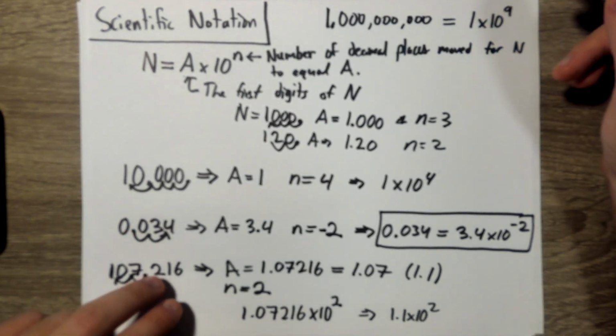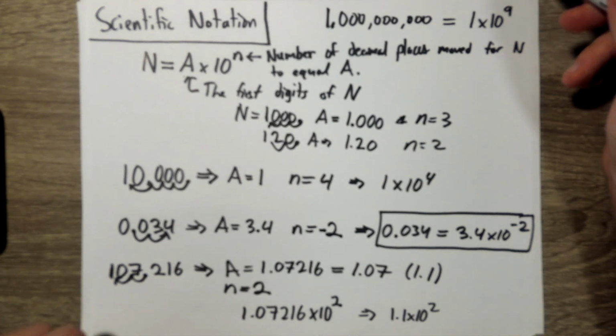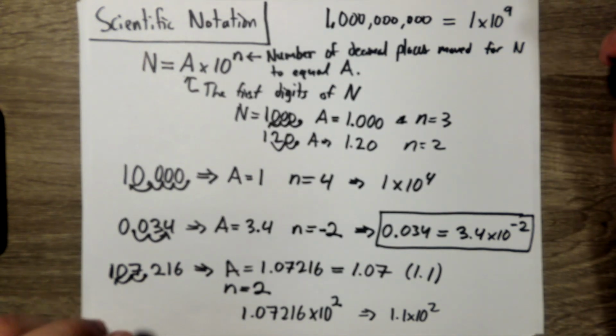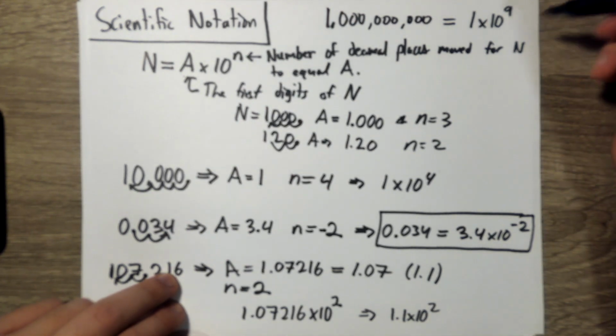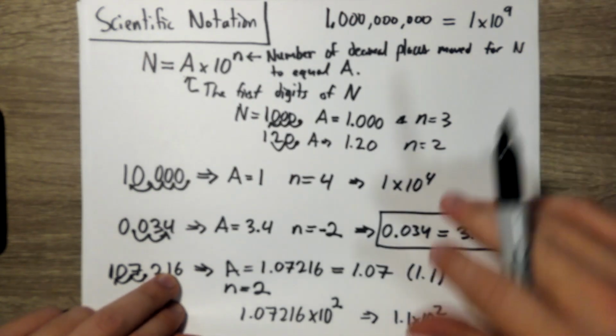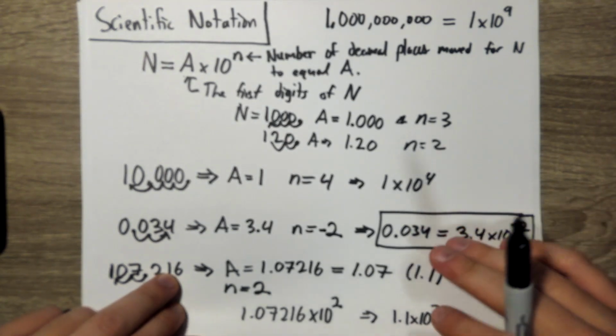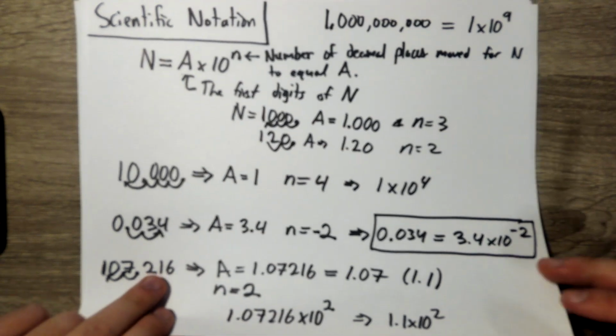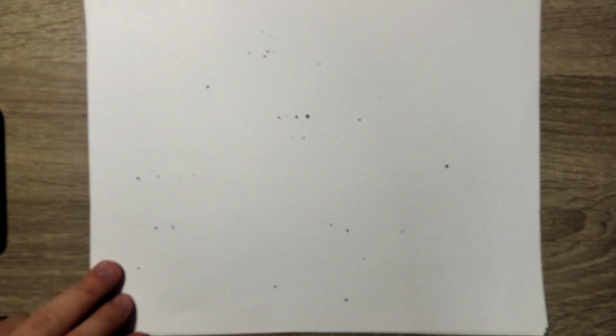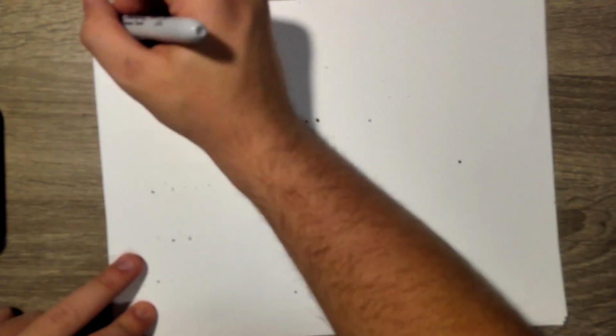Now, another thing to look at is, what if we want to do arithmetic with numbers in scientific notation? That would be addition, subtraction, multiplication, or division. What if you want to do that? Well, I will show you some examples of that.